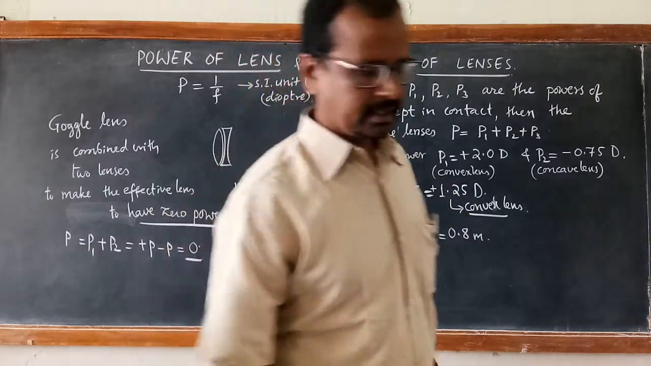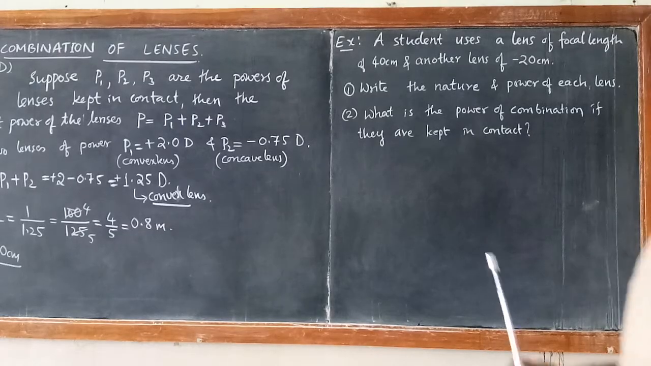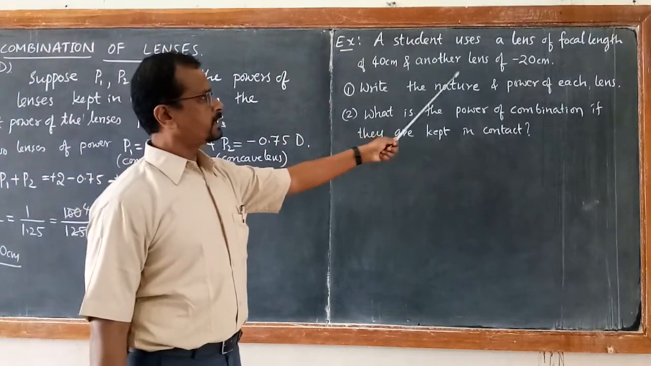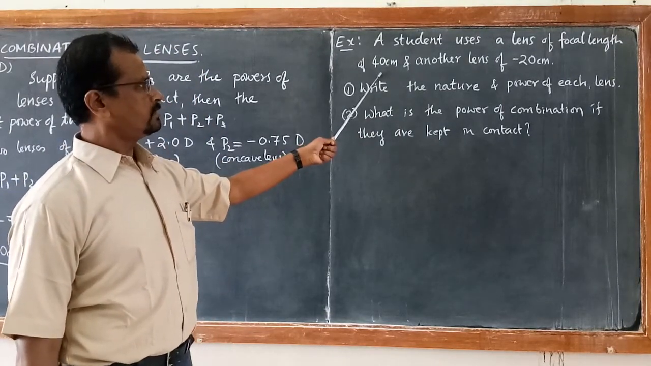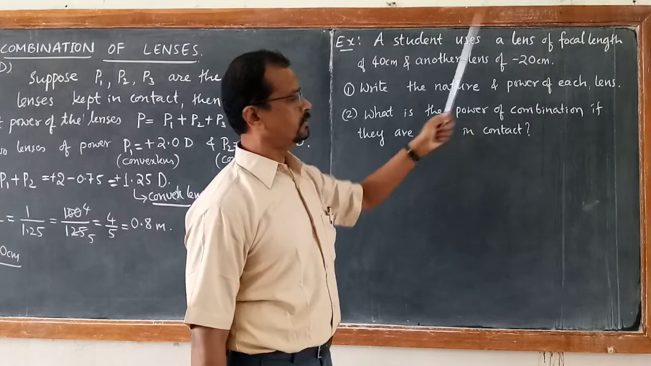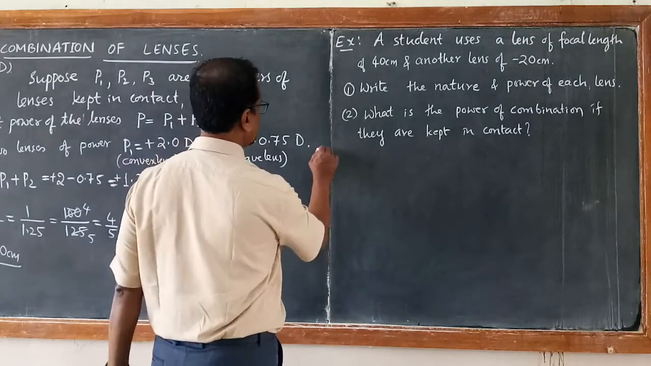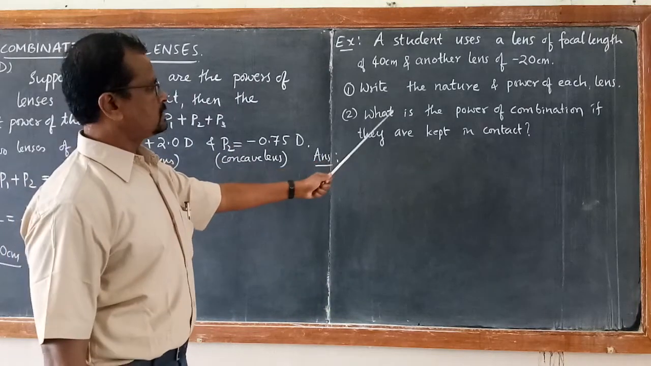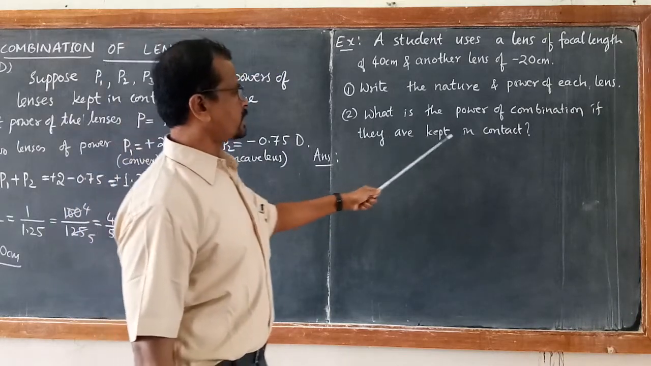We can solve this problem right now. Okay, look at this simple problem. A student uses a lens of focal length 40 centimeter, another lens of minus 20 centimeter. Let us take this focal length as f1 equal to 40 centimeter. This another lens of focal length f2 equal to minus 20 centimeter. Write the nature and power of each lens. Answer. First question is to write the nature and the power of each lens. Second question is, what is the power of combination if they are kept in contact with each other?